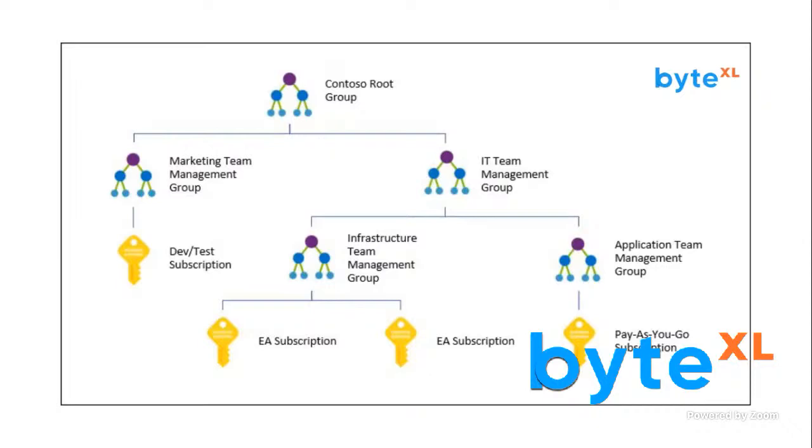For example, you can apply a policy to the management group that limits the regions available for virtual machine creation. This policy would be applied to all the nested management groups, subscriptions, and resources, and allow virtual machine creation only in an authorized region. So let's try to understand this hierarchy.